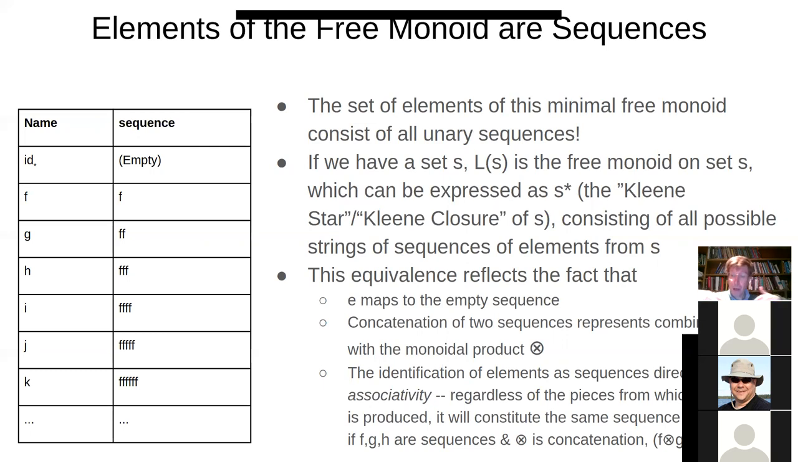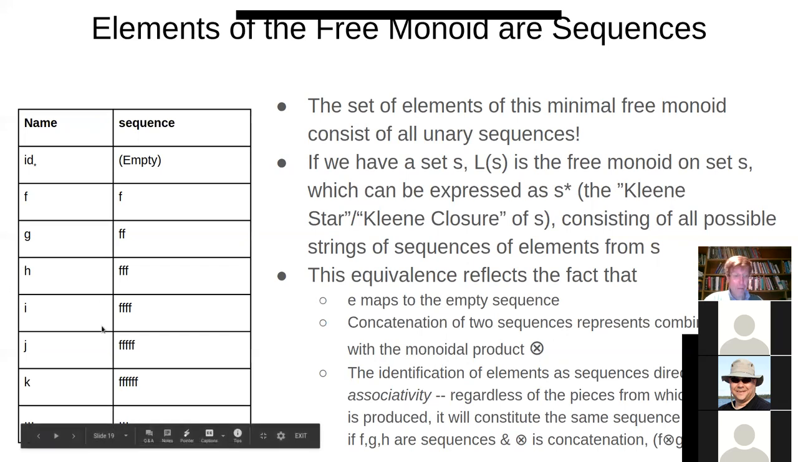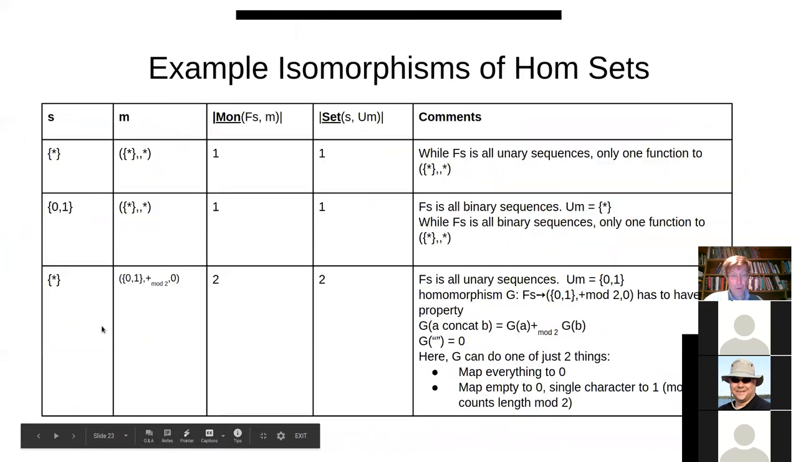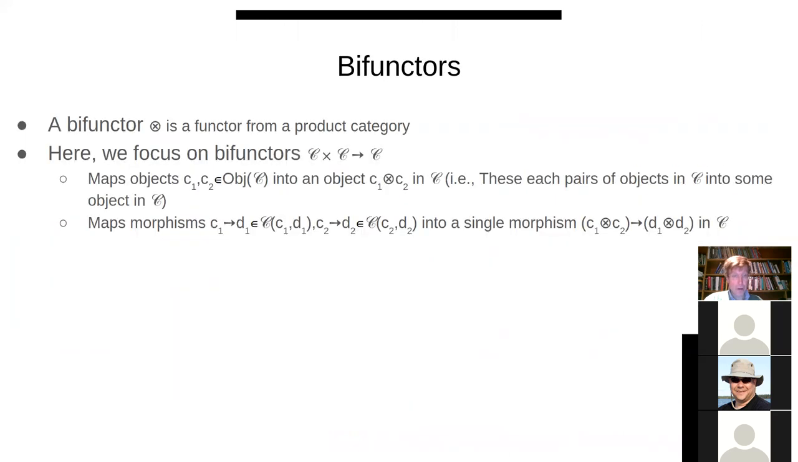We're true to the needing to achieve associativity. So it's really distinct sequences of values from X. And that's what is associated with a free monoid.